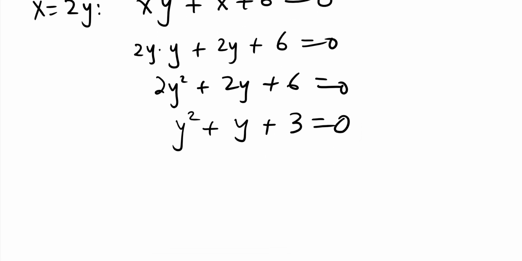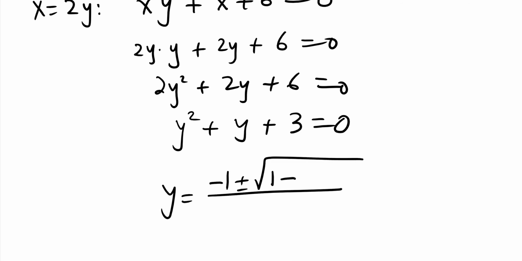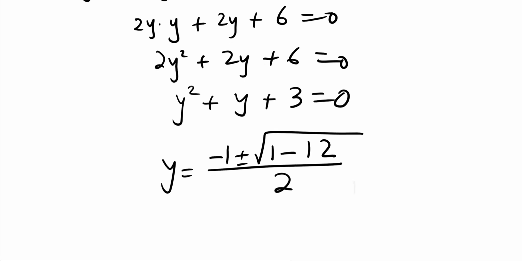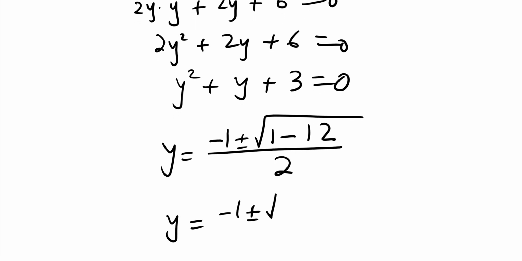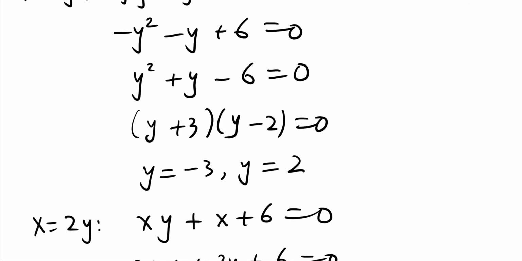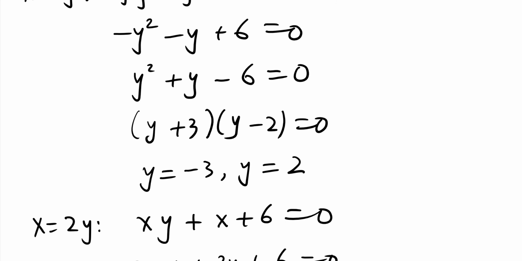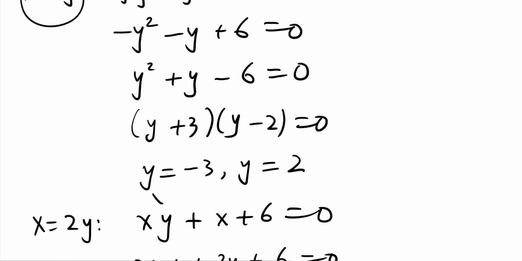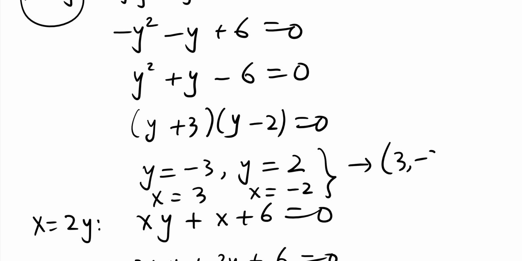Now this is not easy to factor, so we can try the quadratic formula: negative b plus or minus the square root of b squared minus 4ac, over 2a. That gives us negative 1 plus or minus the square root of a negative number over 2. No real solutions to this one, so it can be done. No real solutions. So the only solutions we got are y equals negative 3 and y equals 2. Remember, x is negative y here. So then x would be 3 and x would be negative 2. So from here we get 2 points: (3, -3) and (-2, 2).